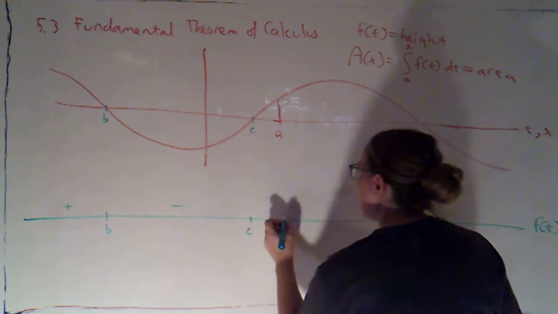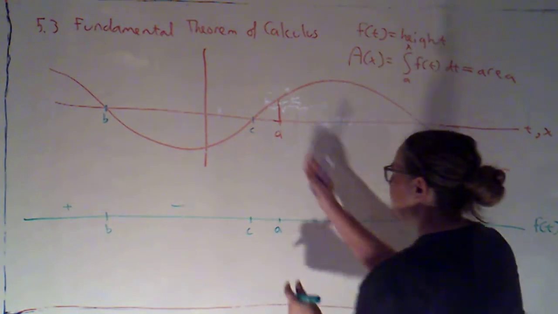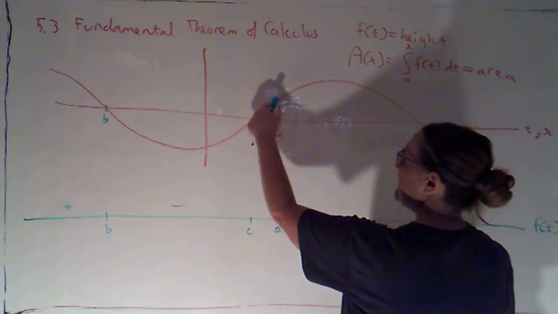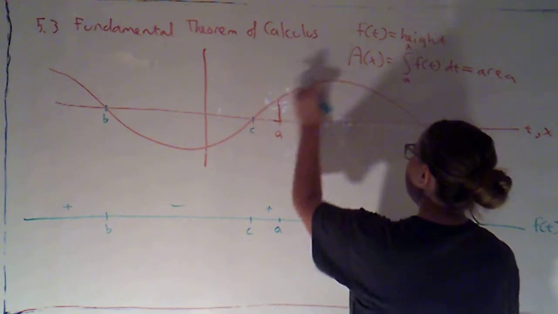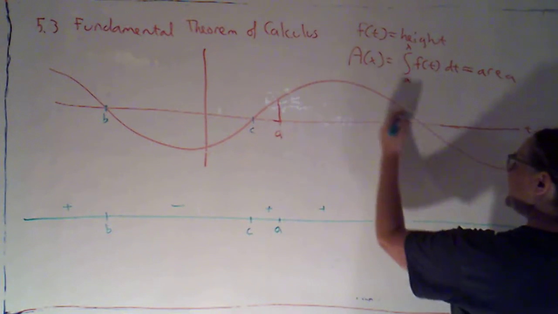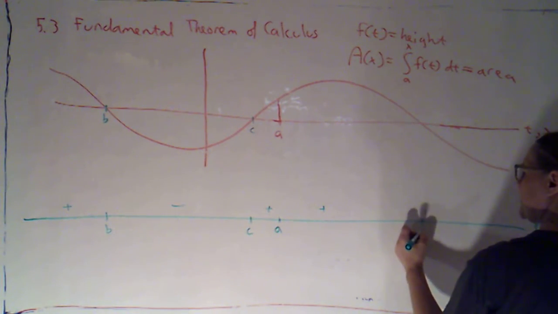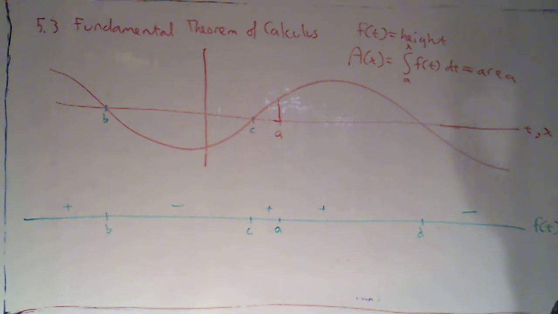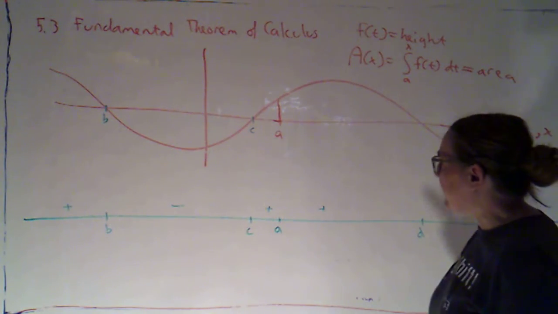I'm going to mark off A just because that's an important point in these definitions. But I can see the height function is positive from C to A, and it stays positive until we hit this point, which I'll call D, at which point the height function becomes negative. Let's take a look at area now.